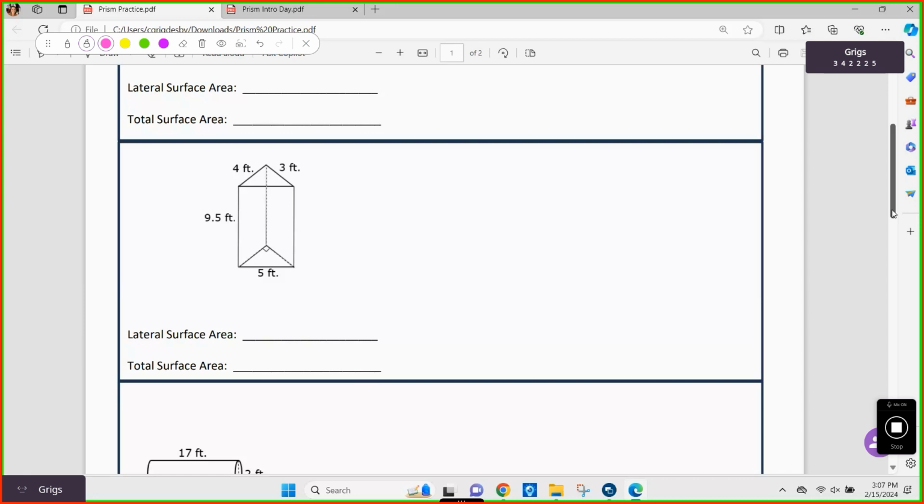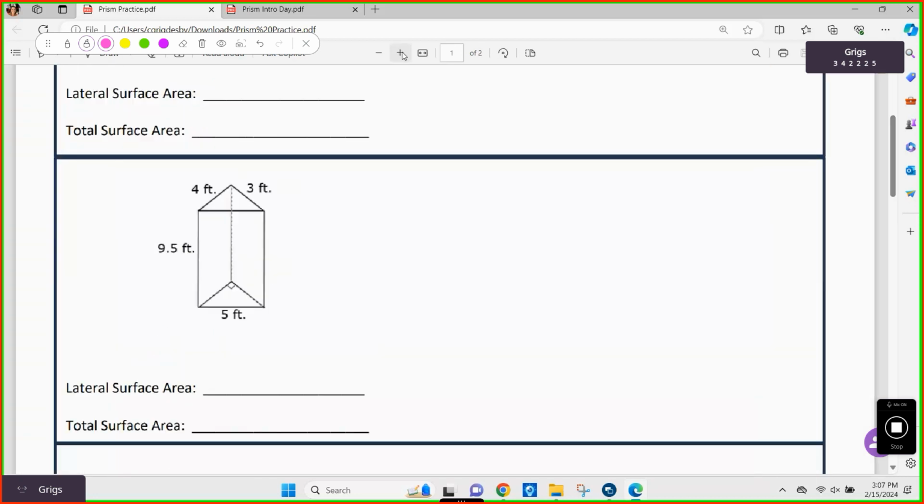You guys are struggling a little bit on this one. Kayla's not, but a couple people are. Alright, so your bases on this triangular prism are the what? The triangles, okay?